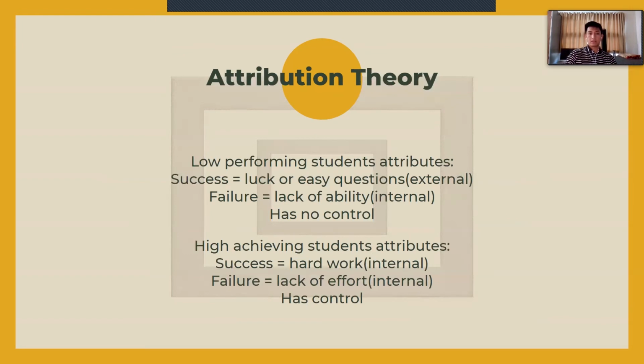The next view is attribution theory, which basically means how the person gives reason or cause to their situation. If a low performing student becomes successful, he would attribute it to luck or easy questions, while high achieving students would attribute those success to hard work. This means that high achieving students take control of their lives. They believe that if they work hard, they progress and be successful. Unlike low performing students who believe that it is just because of luck that they became successful.